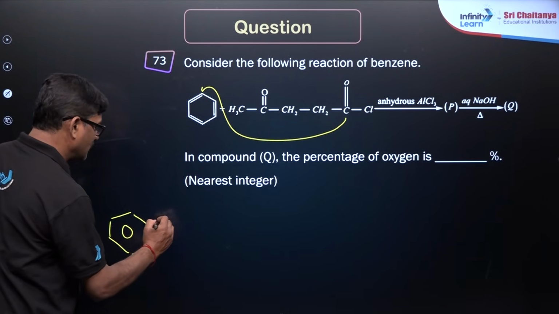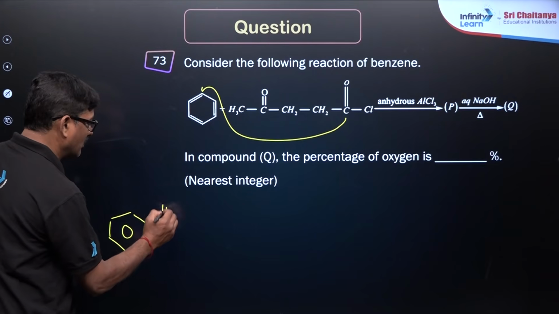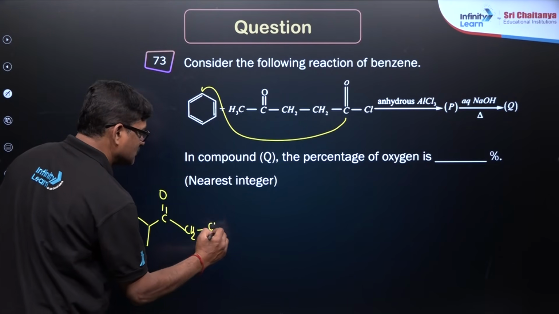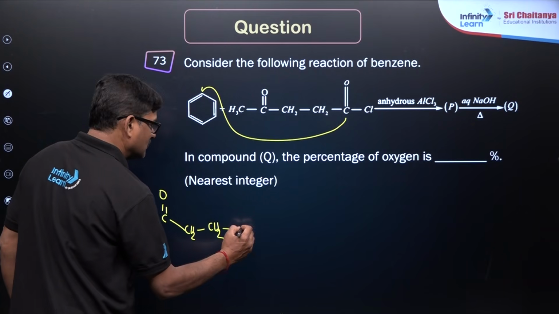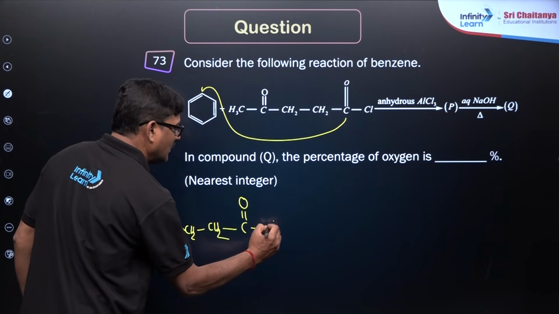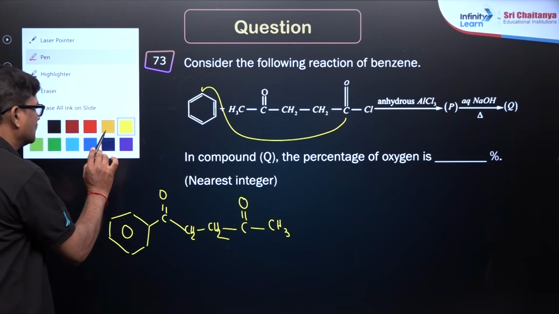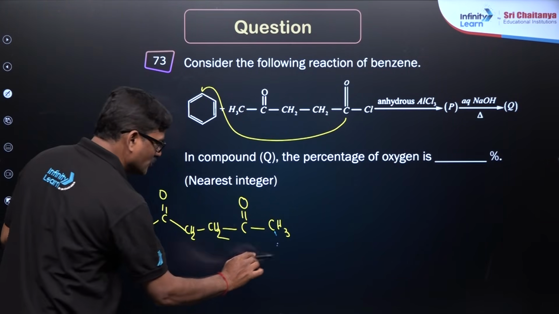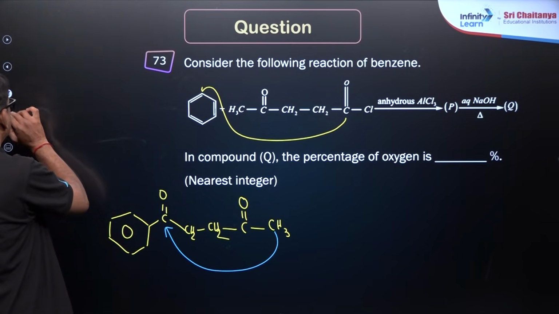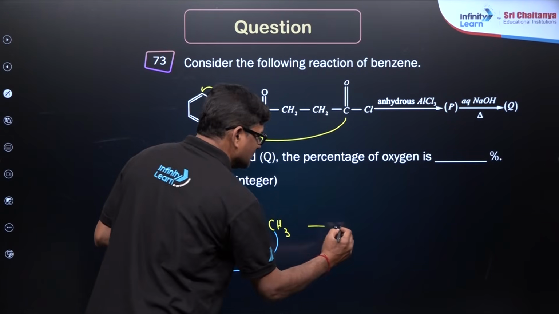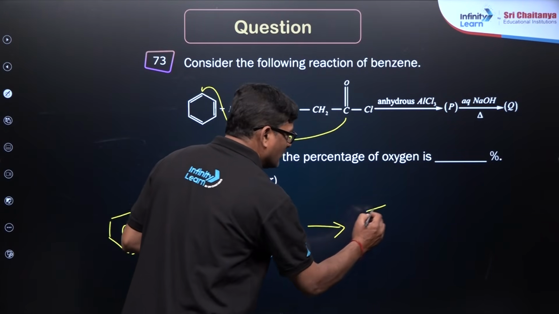So it is going to be C double bond O, CH2, CH2, and C double bond O, CH3. Now this is an alpha hydrogen. This alpha hydrogen is going to attack here. So this intramolecular aldol condensation takes place. As a result of this, you are going to get a compound like this.